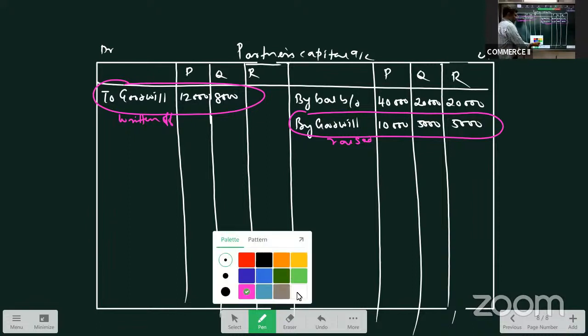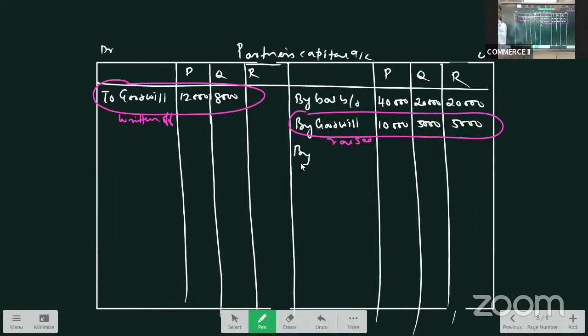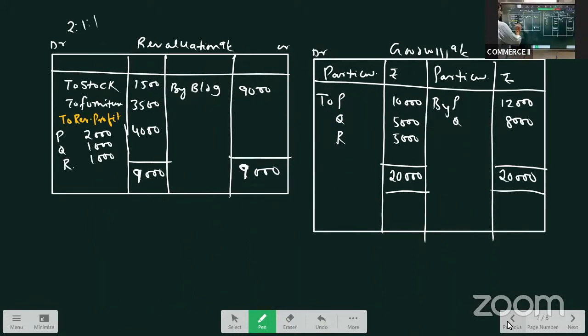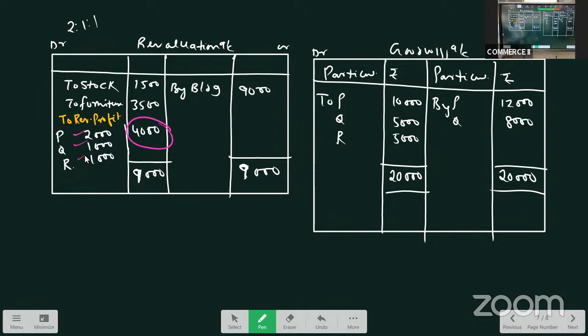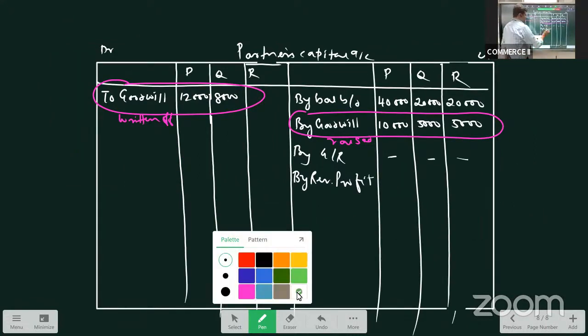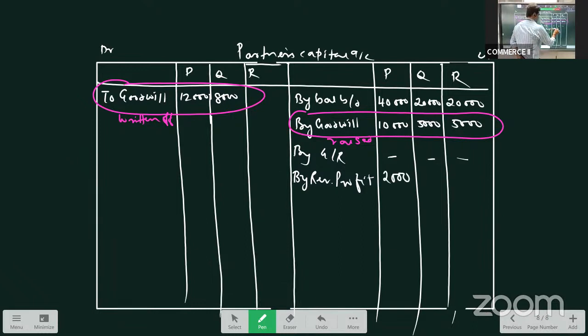Okay. Then what is the next item? It is general reserve in the balance sheet. No general reserve is given. General reserve or any other accumulated profit is not given, so let us not think about it. Then we have revaluation profit. We got a profit of 4,000 and that was distributed as 2,000, 1,000, 1,000. So that we have to credit to the old partners: 2,000, 1,000 and 1,000.